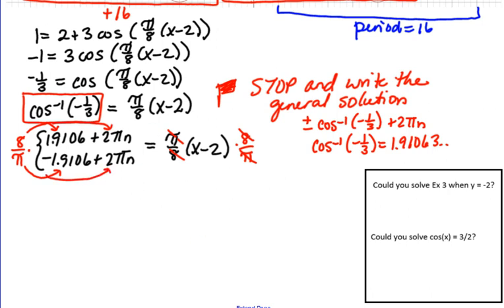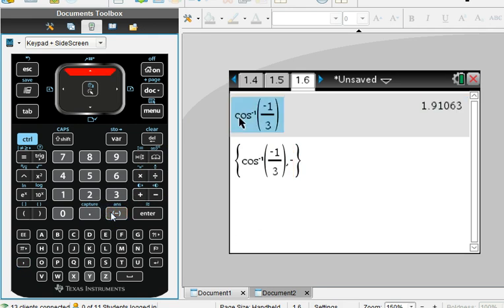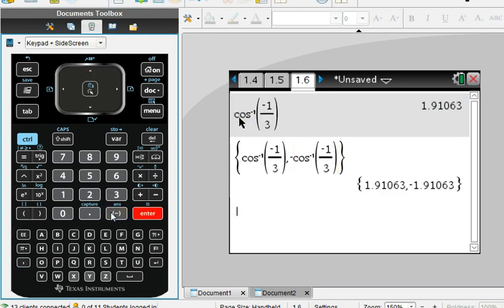So on my calculator, I'm going to go back and use my grouping symbols again, and I'm going to go up and grab my inverse cosine of negative 1/3, and then also negative of that, and put them both in the parentheses here. And so I have my first two values, which are the positive and negative 1.91063. And then I'm going to multiply this whole thing by 8 over pi.